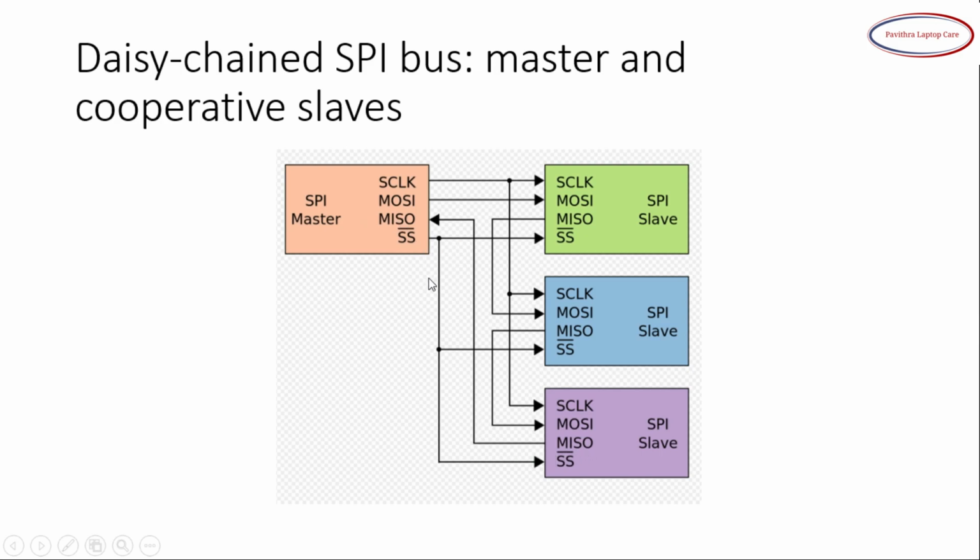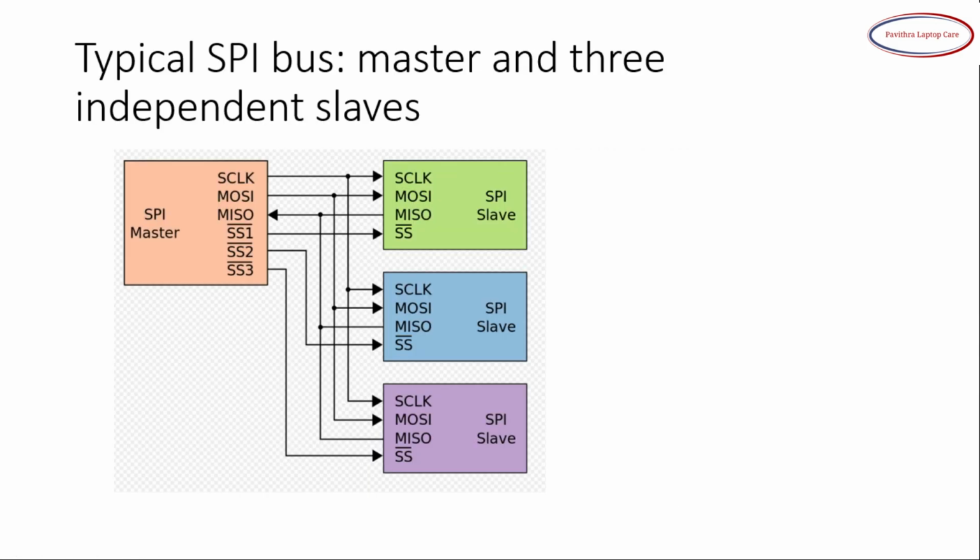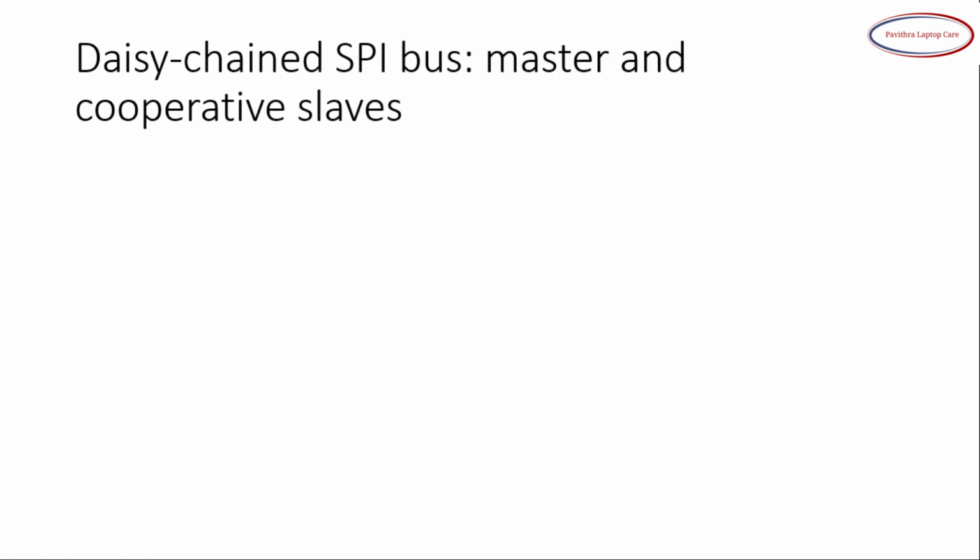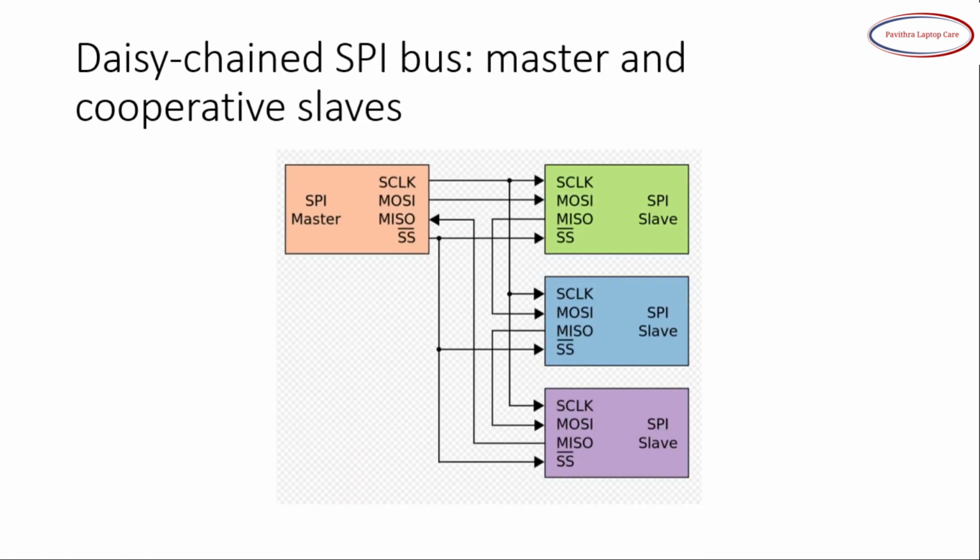Here chip select will be only one for multiple slaves. In the previous one the chip selection will be 1, 2, 3 like that. Okay, because it receives parallel output at a time. Here it's a series. This first output goes to second input, second output goes to third input, and third output going to the master.